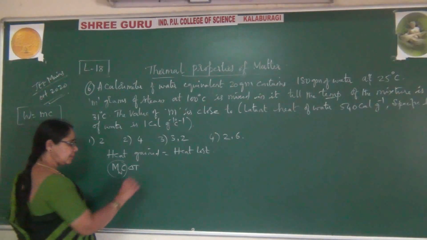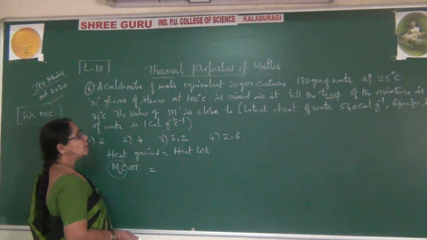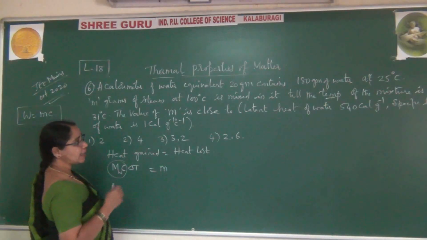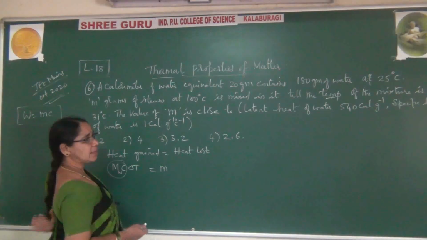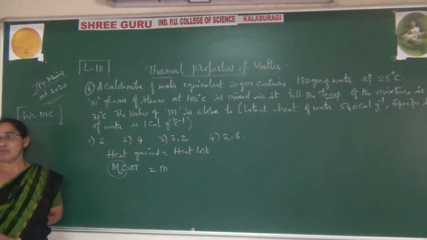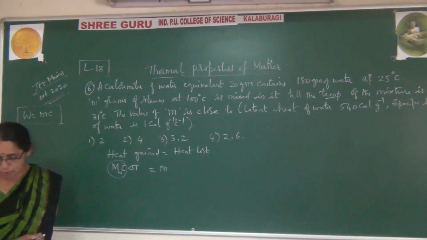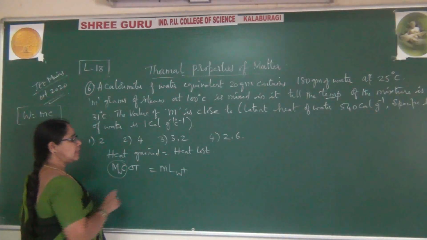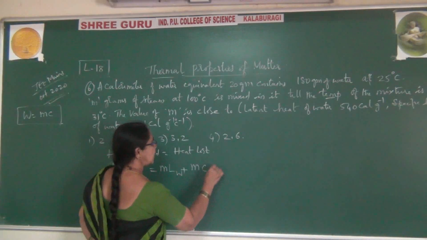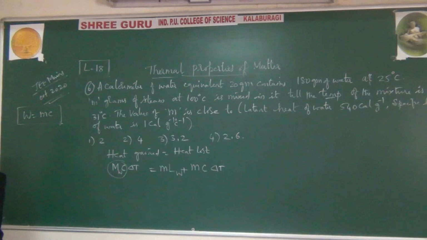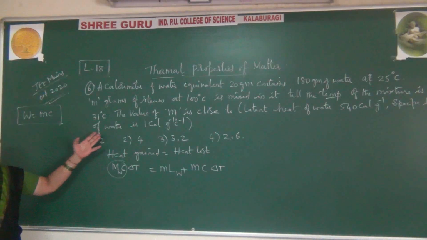And next, heat loss. Heat loss by what? This is the steam you have, with mass m into the latent heat of water, which is 540 calorie per gram. Latent heat of water is LW. So m into LW plus mc delta T. What is this m? m is the mass of steam. C is the specific heat of water, that we have to take.